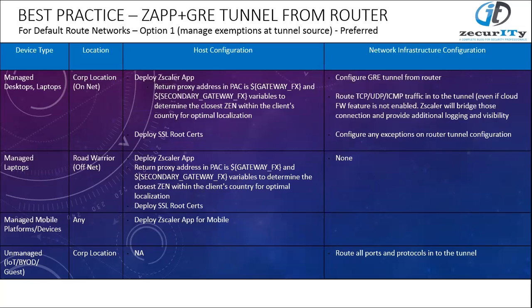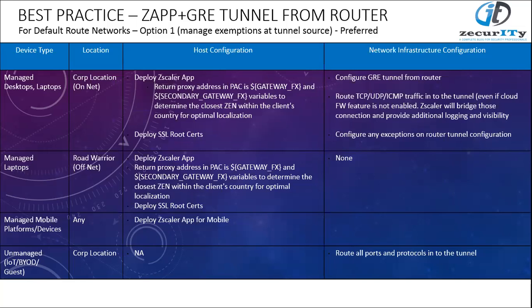Whereas on the network side, what do we have to configure? We have to configure the GRE tunnel from the router and route all TCP, UDP, and ICMP traffic into the tunnel, even if the cloud firewall is not enabled. Zscaler will act as a bridge between the source and the destination, providing additional logging and visibility to the corporate. Configure any exceptions on the router and internal configuration itself. So if you want to send any traffic directly to the internet, then you need to add exceptions and bypasses in the routing and the policies, and NAT has to be configured on the routers.